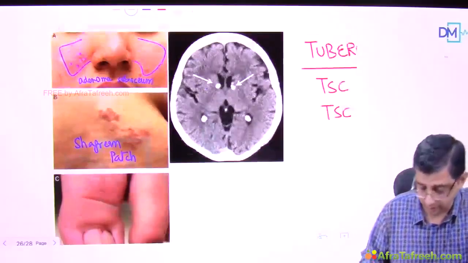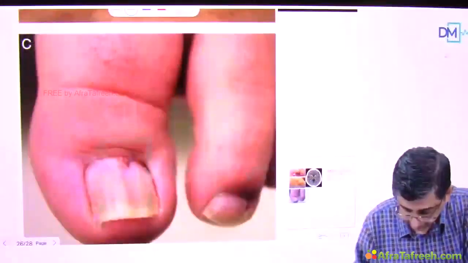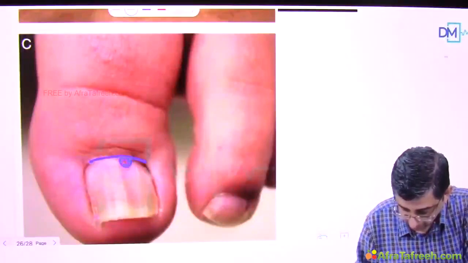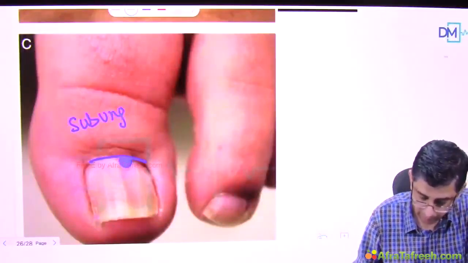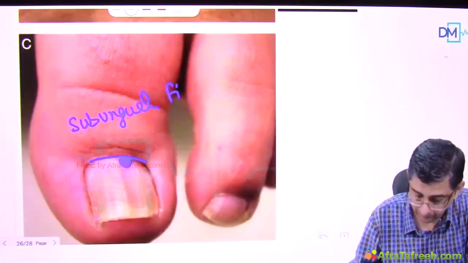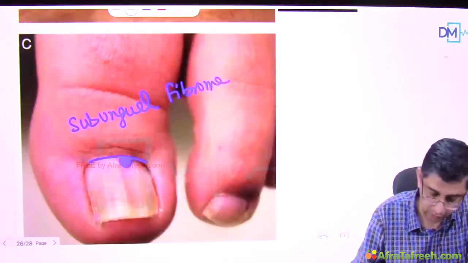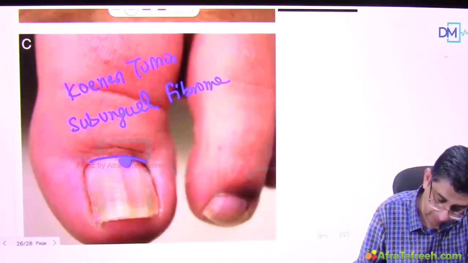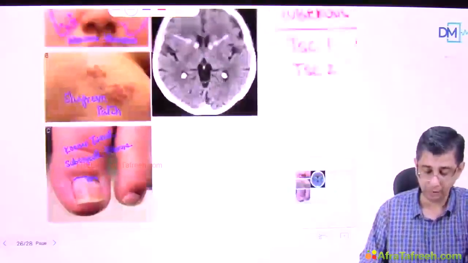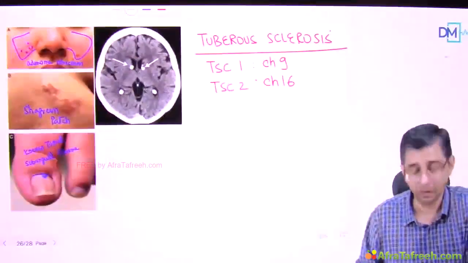Third, if you look at the nail of the patient, there is a fleshy growth occurring here. This is called subungual fibroma. This is also called Koenen tumor. These are the cutaneous manifestations that are occurring in this patient.